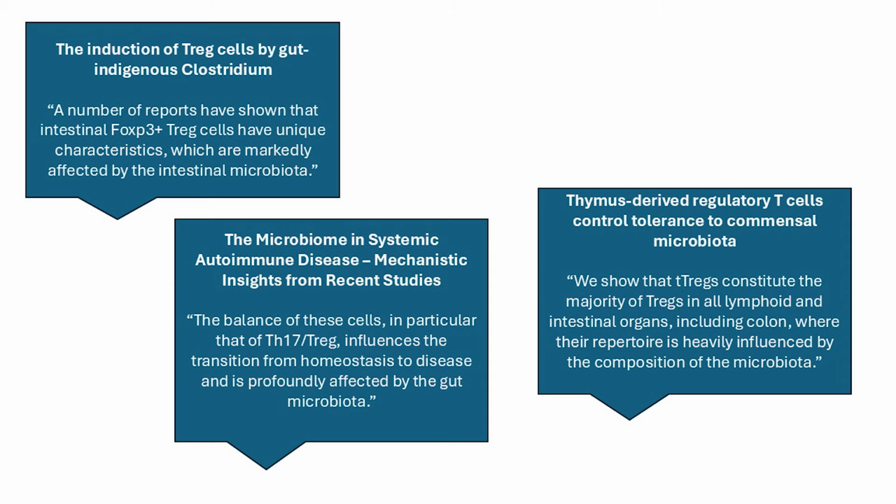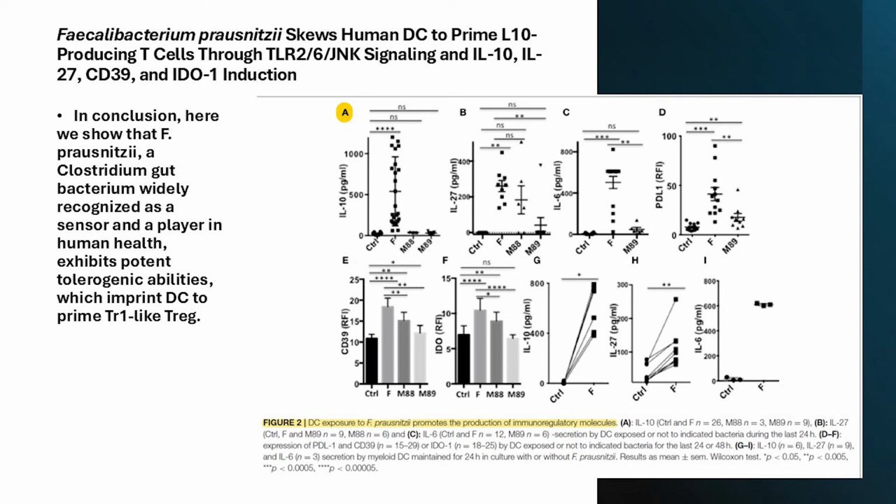And in the context of autoimmune disease, these players drive authors to make statements like these. You can pause the video here to read these on your own. So to see this in action, I just have one study with the intense title of Faecalibacterium prausnitzii skews human DC to prime IL-10 producing T cells through TLR2, 6, JNK signaling, and IL-10, IL-27, CD39, and IDO1 induction. Just to give you an idea of how complex this immune system research can really get. But we're going to simplify this and stick with things that we already know.